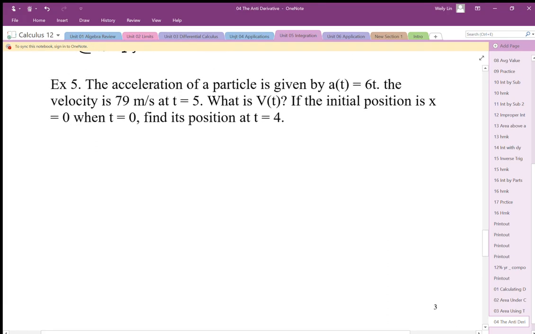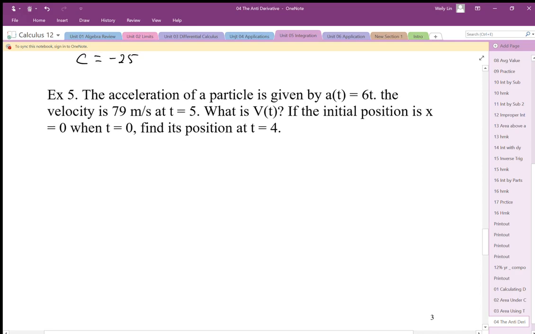Okay, looking at accelerations, the derivative of velocity is acceleration. So the acceleration's antiderivative must be velocity. The derivative of position or displacement is velocity. So the antiderivative of velocity should give me position. So it says here, we're given the acceleration and we need to get the velocity function. Well, we're going backwards from what we normally do. And we can say this: the velocity function is going to be the antiderivative of the acceleration function.